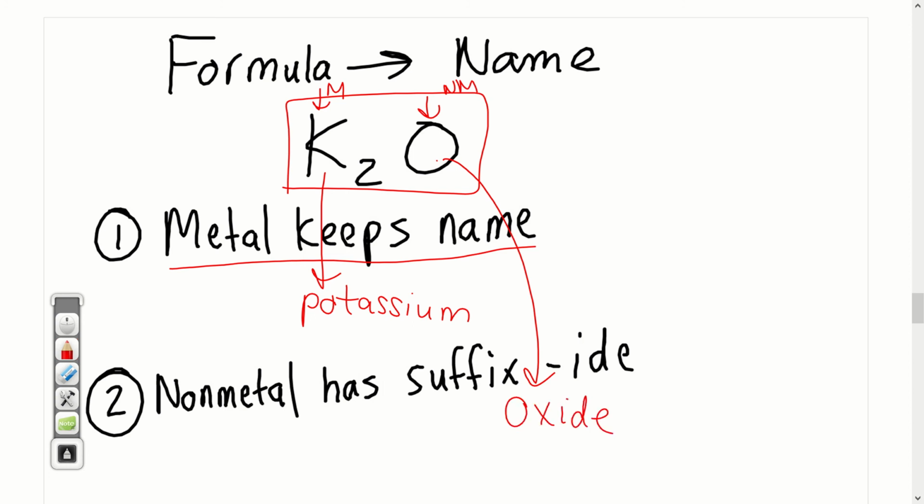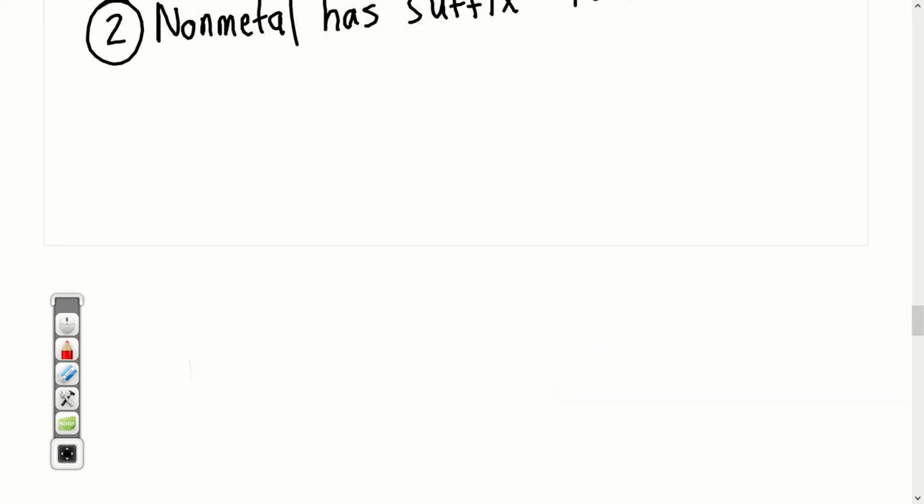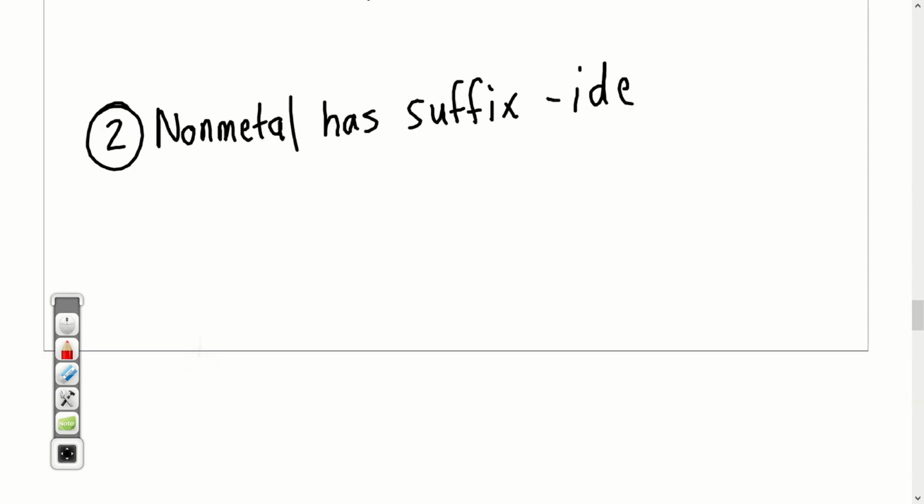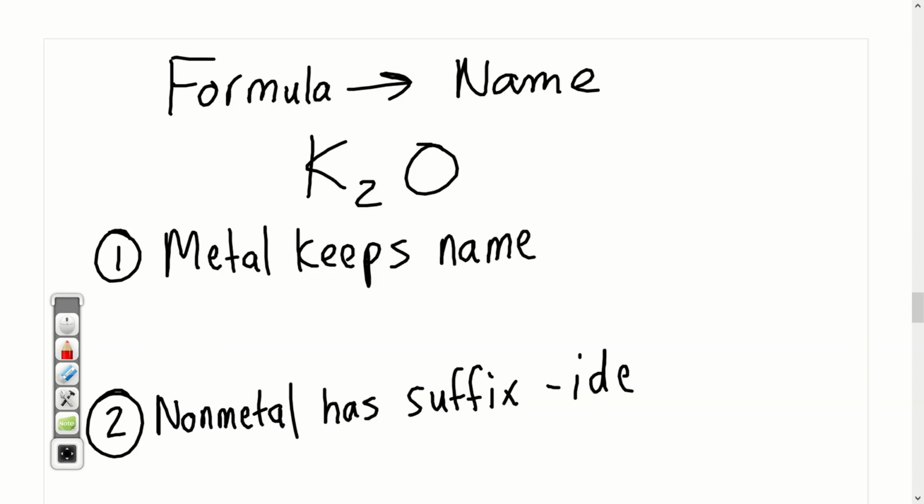All right? One thing we don't care about is how many elements each one is, because the charge is what's helping me do that. So I don't need to say I have 2 potassiums and 1 oxide. It's just potassium oxide is the name here. Okay, so this one is just called potassium oxide.